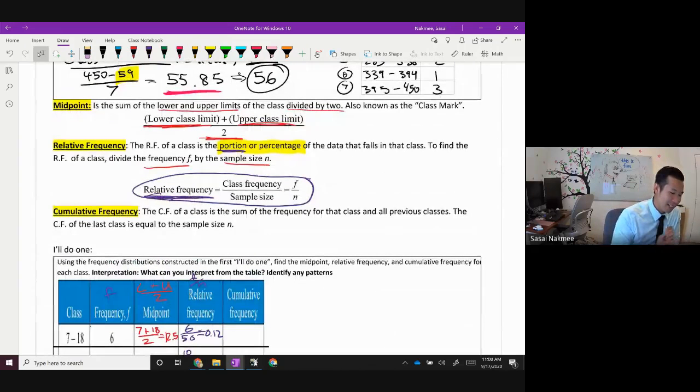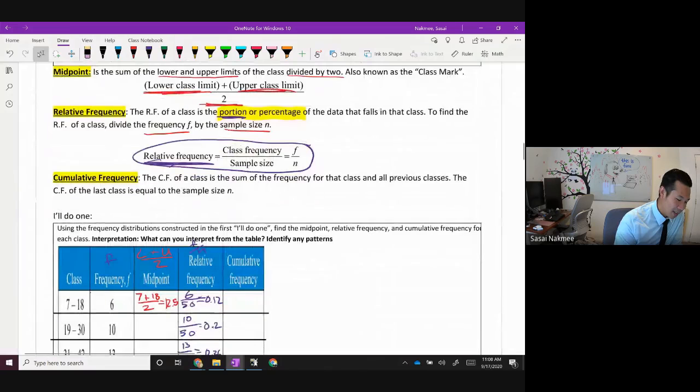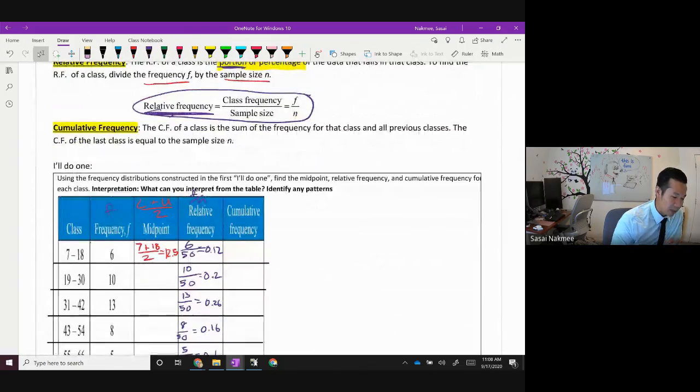Okay, so that's how you find the relative frequency for those values. And the last part is the cumulative frequency, CF. The cumulative frequency is the sum of the frequency of that class and all the previous classes. So you take the numbers from before and you just add them up. So right here, the cumulative frequency for this one is just going to be 0.12 because there's nothing else behind it.